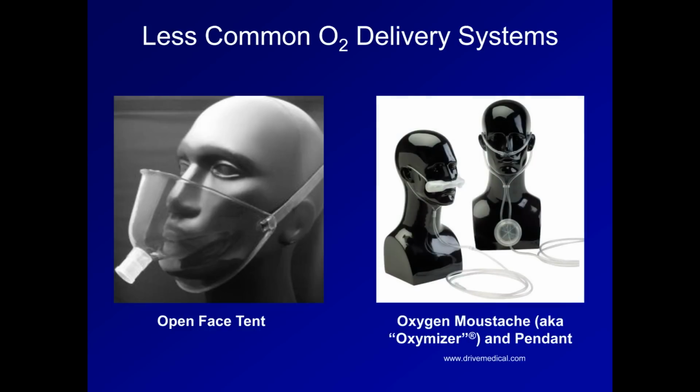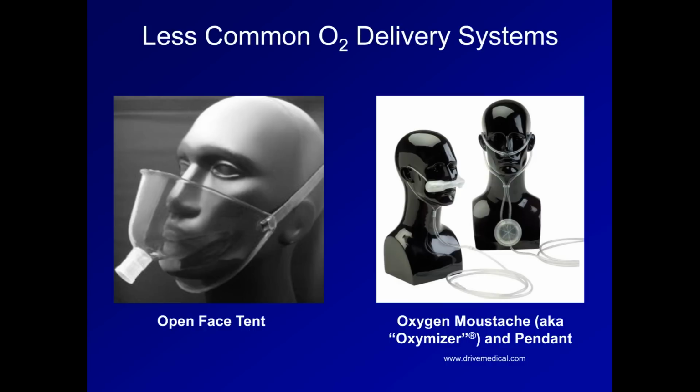And here are two similar devices with the oxygen mustache on the left, which is more commonly known by the trademark name oximizer. On the right is the oxygen pendant. These two devices are more or less hybrids of nasal cannula and a face mask, in that they are worn like nasal cannula, but have an oxygen reservoir from which they draw air. I don't know of any head-to-head comparisons, but I suspect the oximizer to be the more effective of the two.